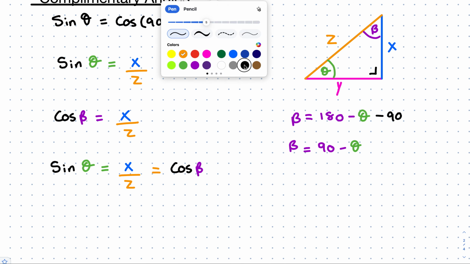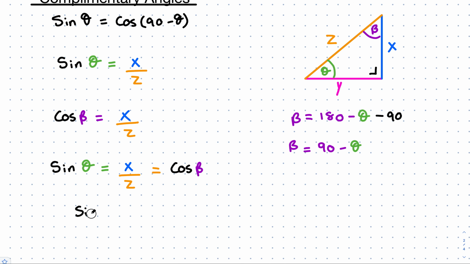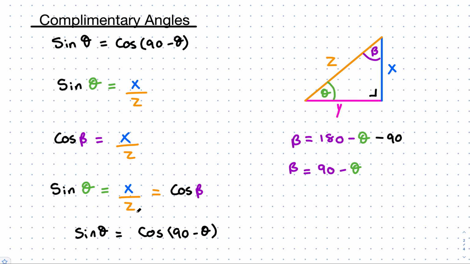So what we're going to have then is that sine of theta, if we take out the middle part, is equivalent to cos of 90 minus theta. That's it. There's your complementary angles. That's all you need to know, and you will be expected to apply that in different scenarios, so it is important that you do understand it.